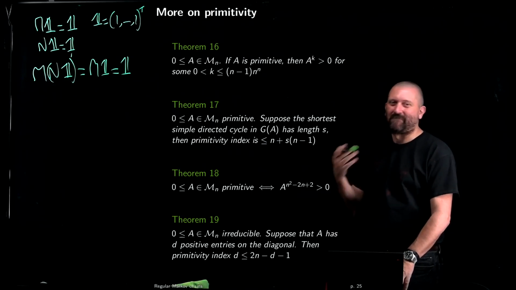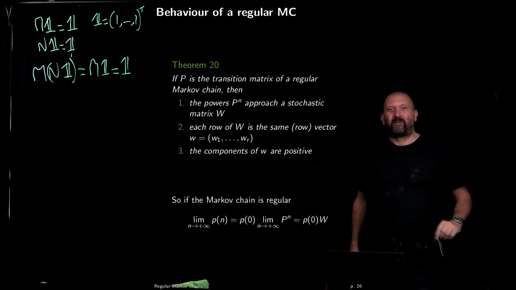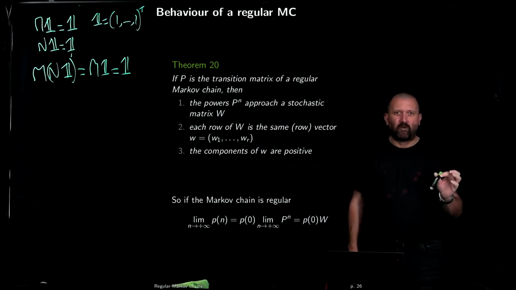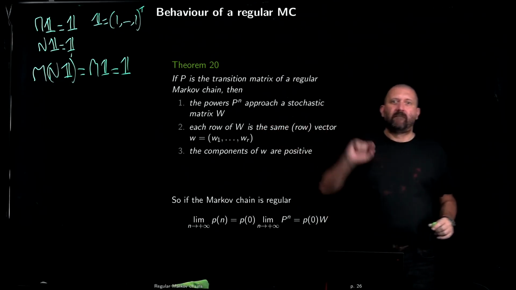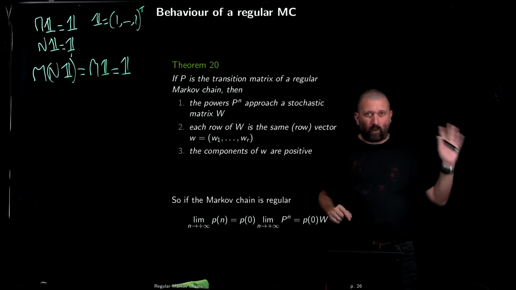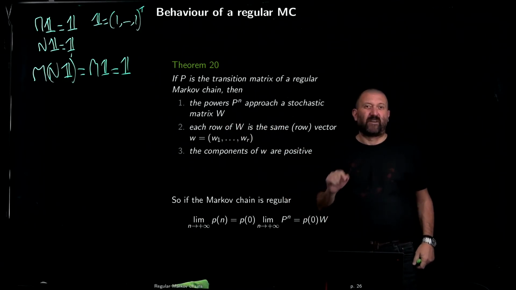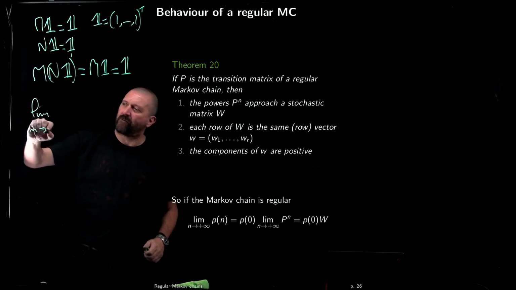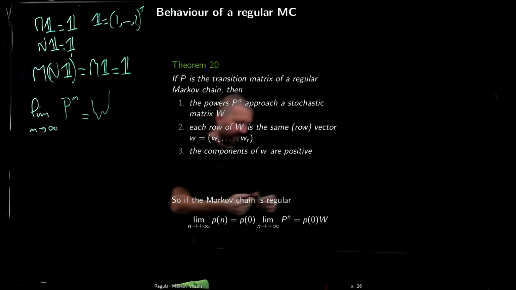Sometimes this might be useful to some of you. Now, this is where it becomes really important. Suppose I have a Markov chain, and that Markov chain is regular. In other words, the transition matrix P is primitive. Then we have the following. The powers of P, when you take n to infinity, approach a stochastic matrix W. There is a limit when n goes to infinity of P to the n, and that limit is this matrix W.